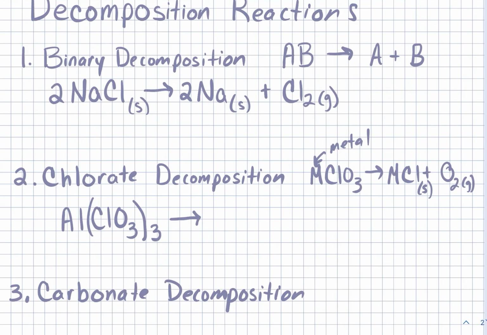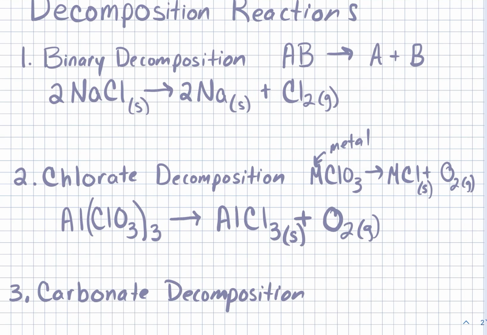So for example, with my aluminum chlorate, I have aluminum chloride plus oxygen gas. Oxygen is a diatomic. Aluminum chloride is an ionic compound, so it's solid. So there's my basic formula. Now I just need to balance it.